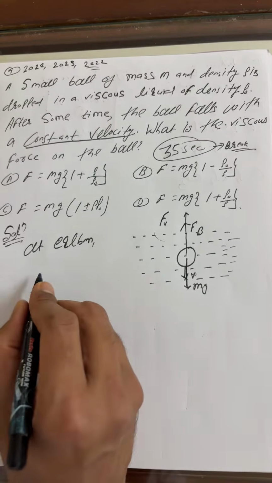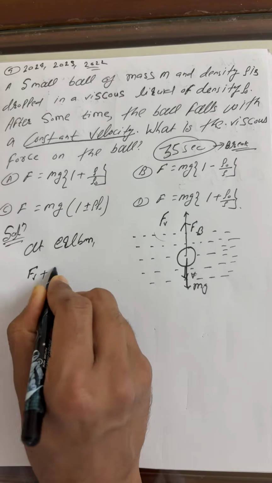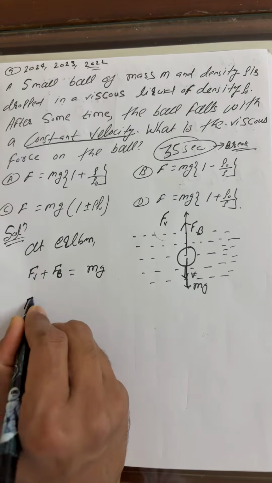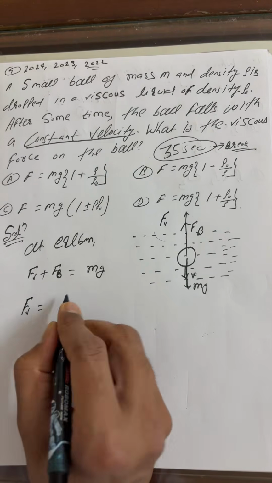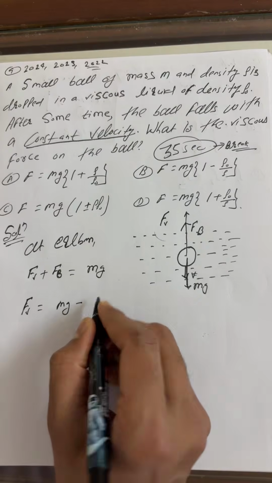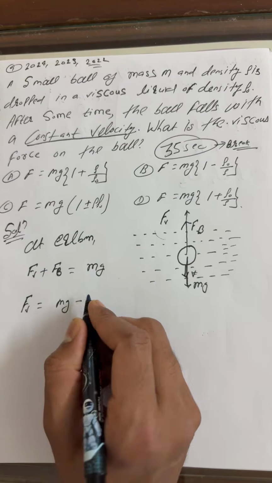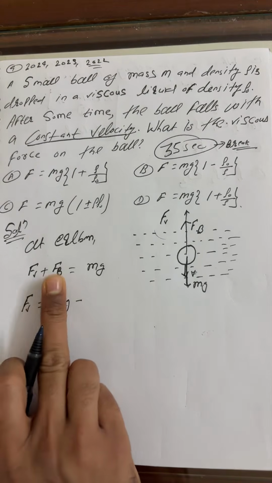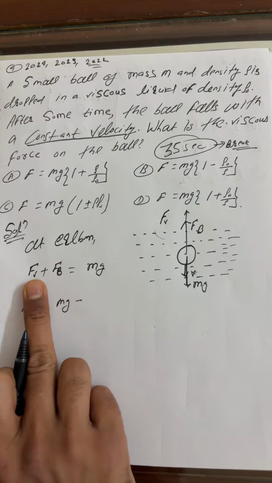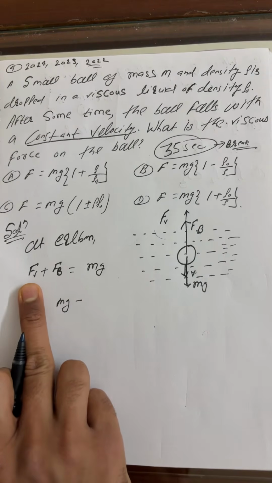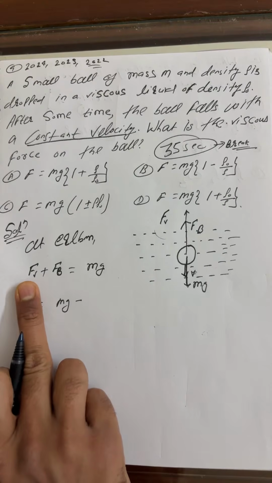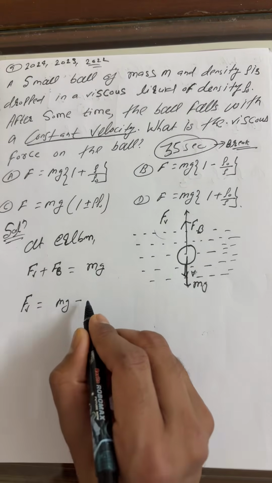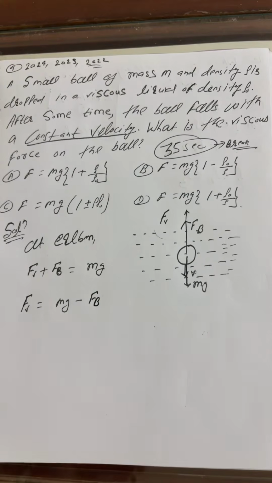Now, you can see at equilibrium, this is FV plus FB, which equals mg. Here FV represents the viscous force. So you can write FV plus FB is equal to mg. We wish to find the viscous force, so FV equals mg minus FB.